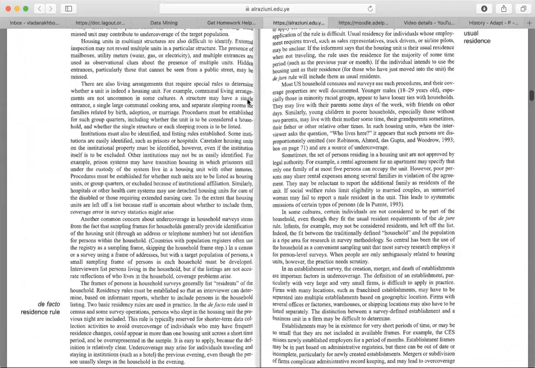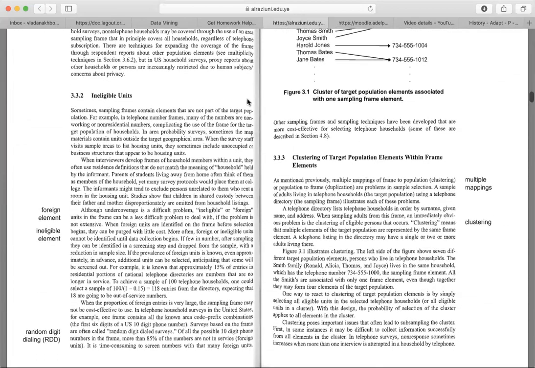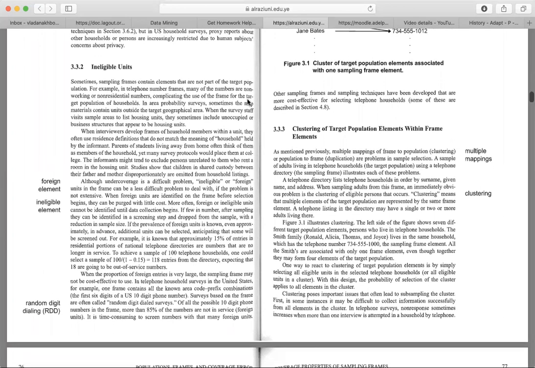Ineligible units. Sampling frames contain elements that are not part of the target population. When foreign units are identified, they can be purged. However, they cannot be identified until data collection begins.